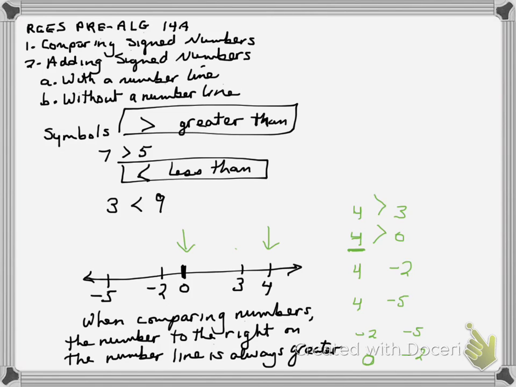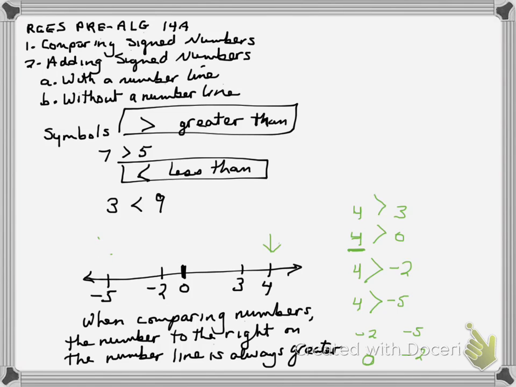Let's compare 4 and negative 2. We identify our two numbers. There's 4, there's negative 2, and which one's to the right? The 4, so the 4 is greater than the negative 2. Looking again at another set of numbers, if I'm looking to compare 4 and negative 5, I identify where 4 is. I identify where negative 5 is. Which one's to the right? The 4, so 4 is greater than negative 5.